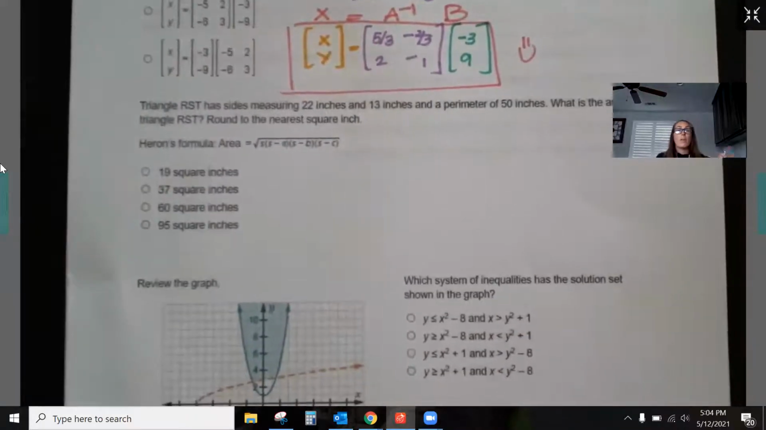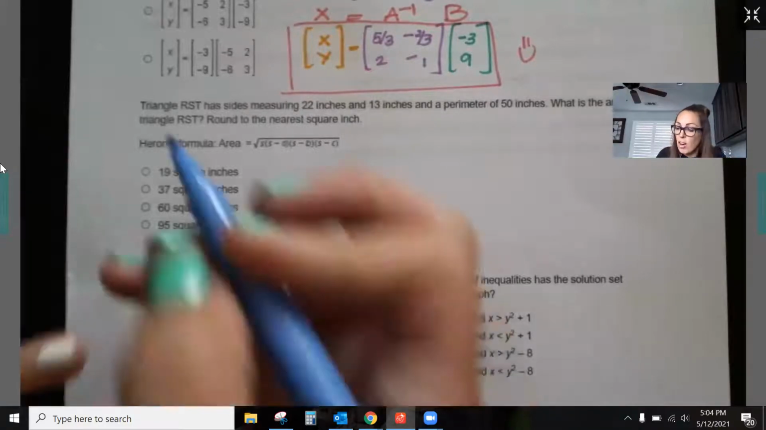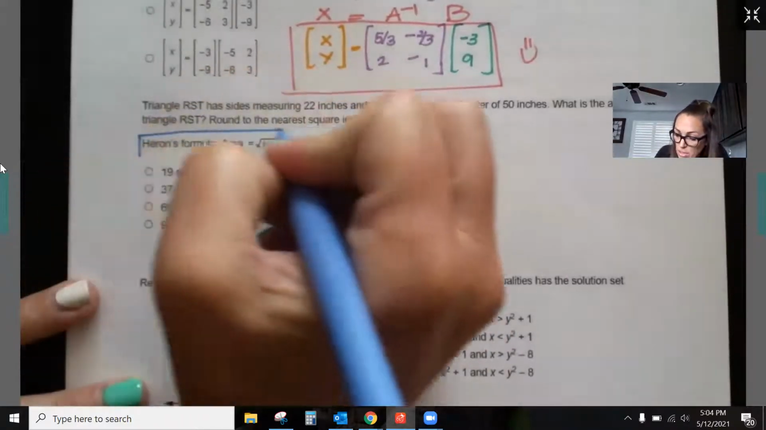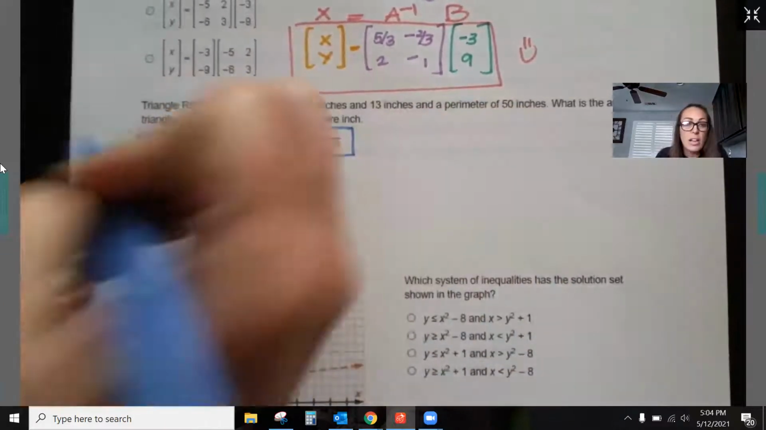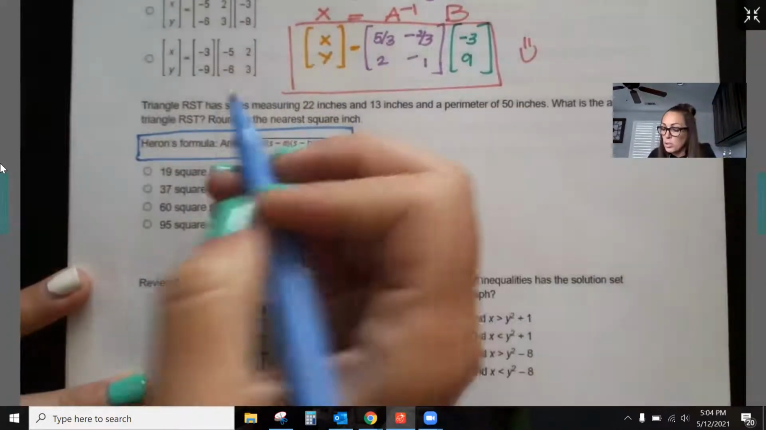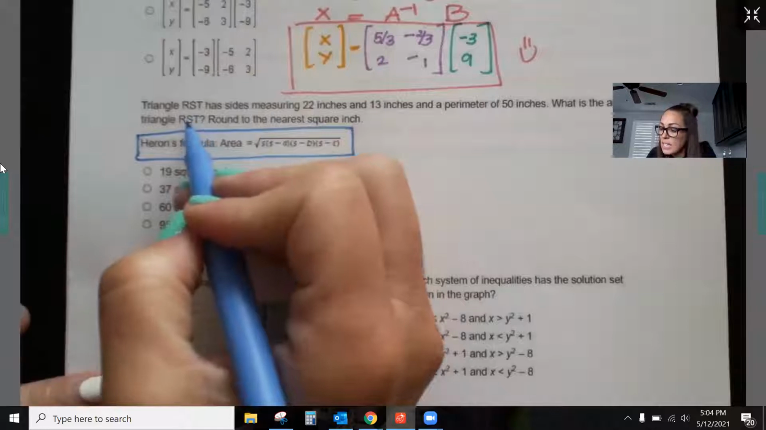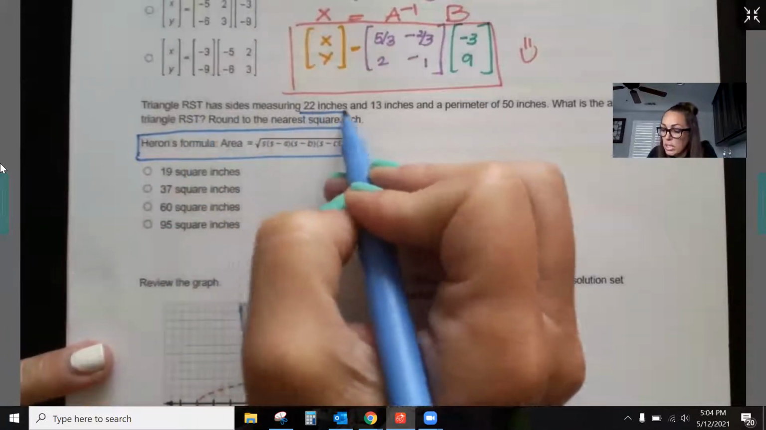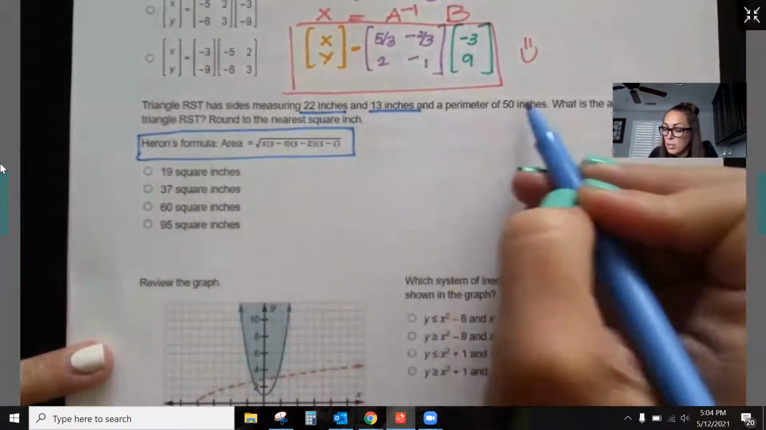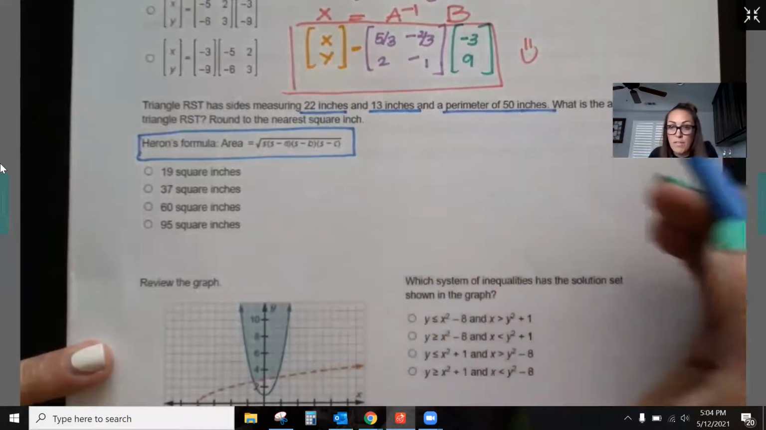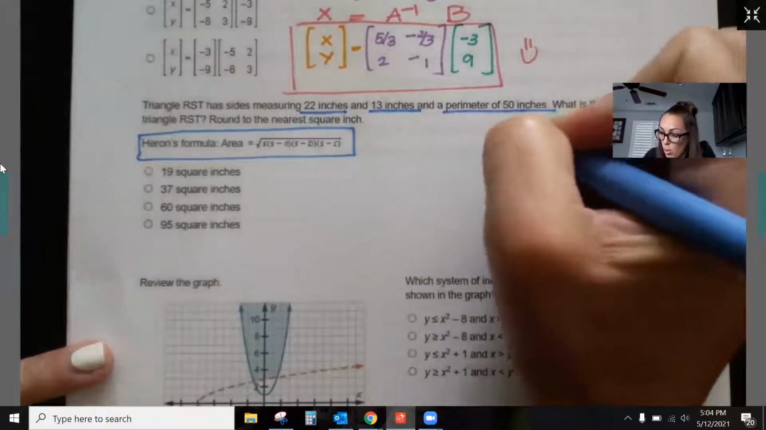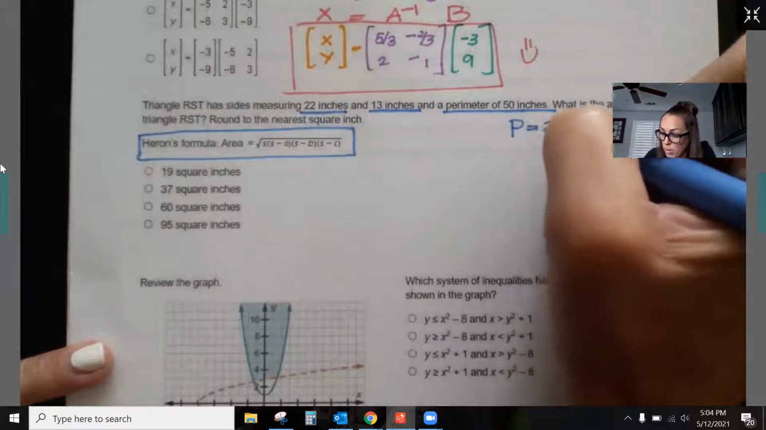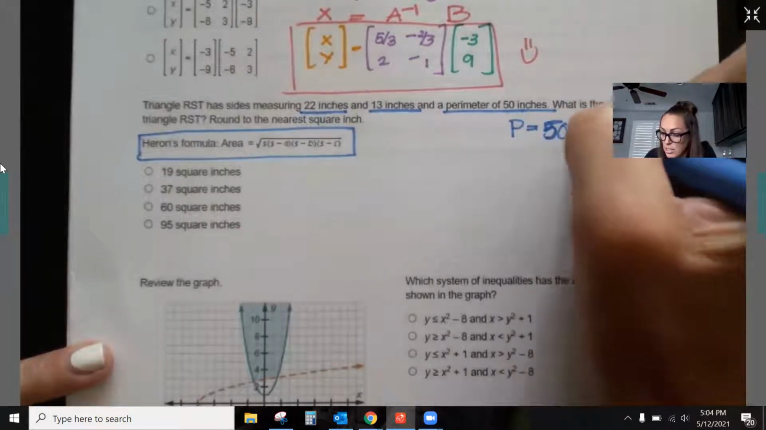Moving on, next problem. We are going to be working with area of triangles. So they gave us our formula. We already know we're going to be using this formula. They gave it to me, that's pretty awesome. So I know I'm working with a triangle. It says I have triangle RST. I have one side that measures 22 inches, one side that's 13, and a perimeter that's 50 inches. So I know that the whole perimeter of the triangle is 50 inches.